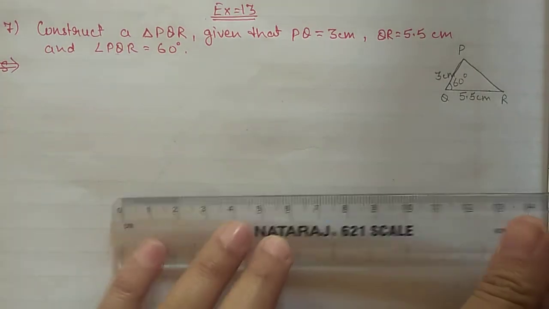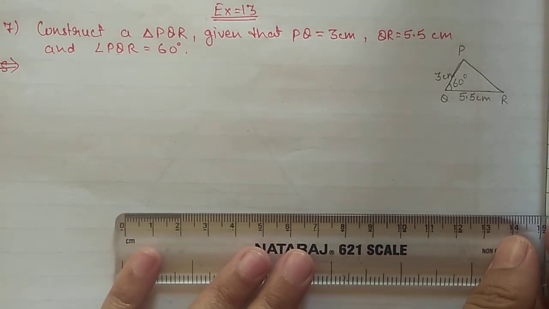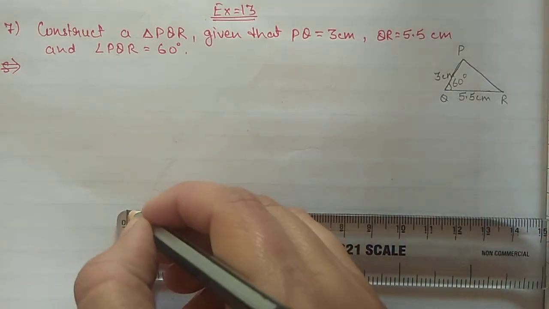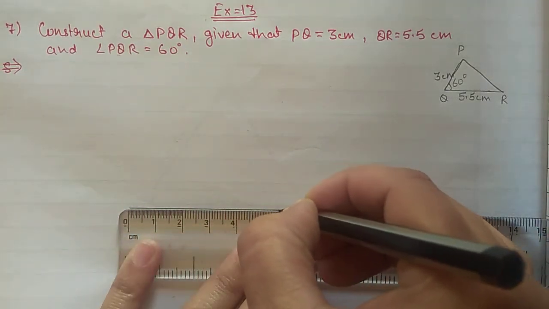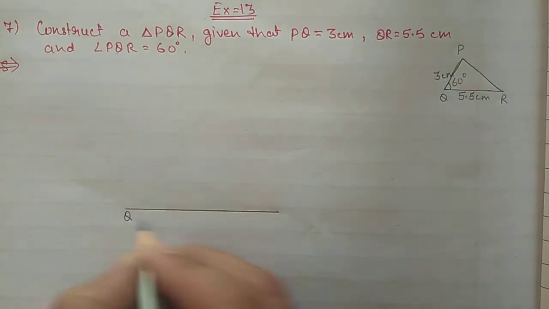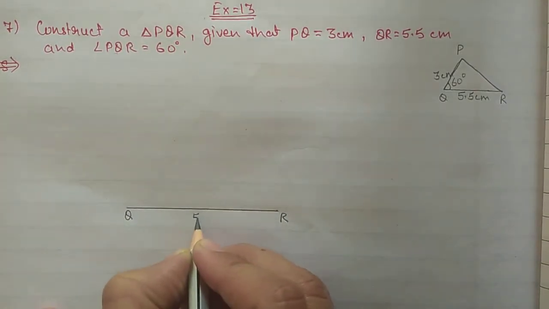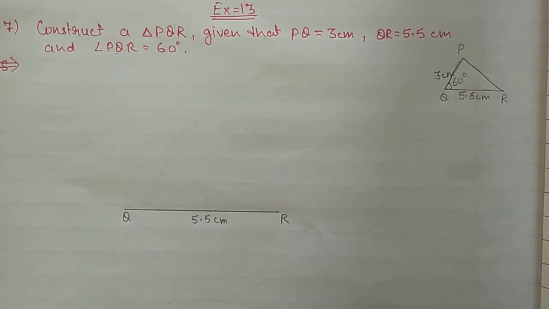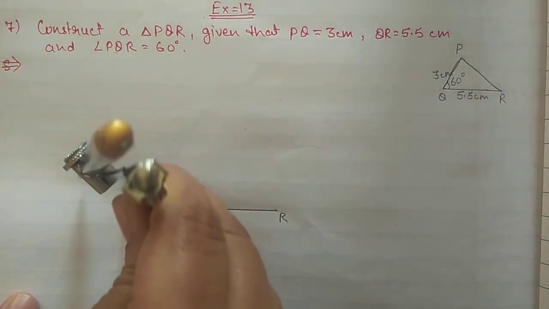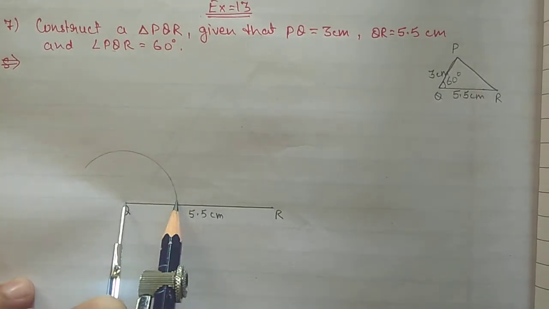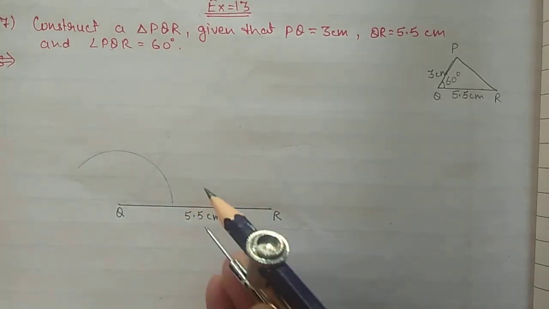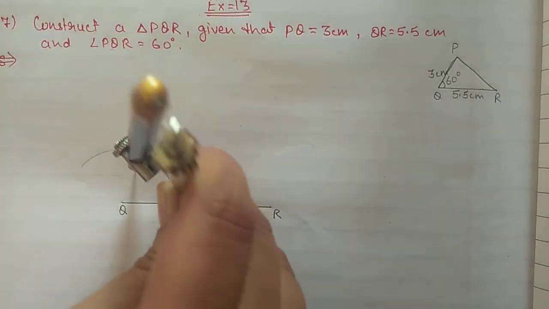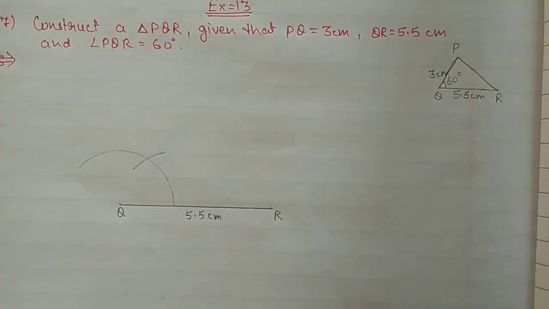So first we'll draw 5.5 centimeters. Then name it. After this, on Q we have to construct a 60 degree angle. For construction of the angle we will use the compass. So first a semicircle, and wherever this semicircle touches this line, from there the first arc is the 60 degree.